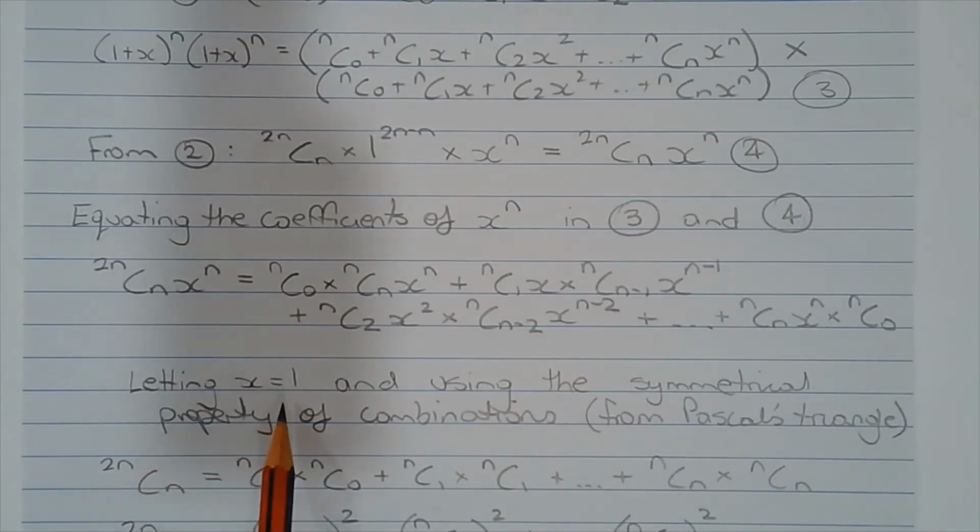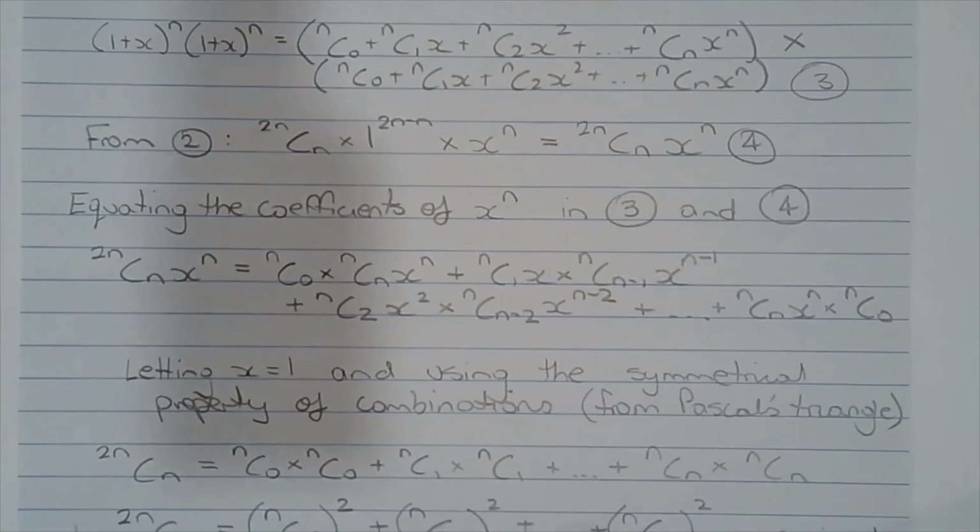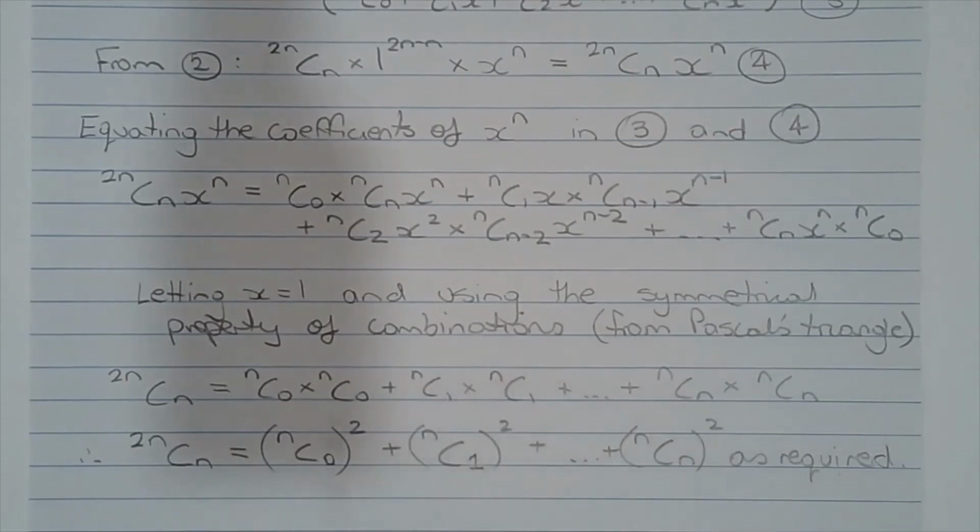Now letting x equals 1 and using the symmetrical property of combination, so that's from Pascal's triangle, we get 2n choose n equals n choose 0 multiplied by n choose 0 plus n choose 1 multiplied by n choose 1 plus dot dot dot plus n choose n multiplied by n choose n. Therefore, 2n choose n is equal to n choose 0 squared plus n choose 1 squared plus dot dot dot plus n choose n squared as required.